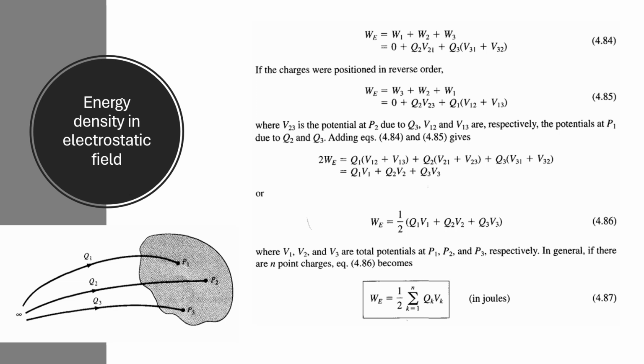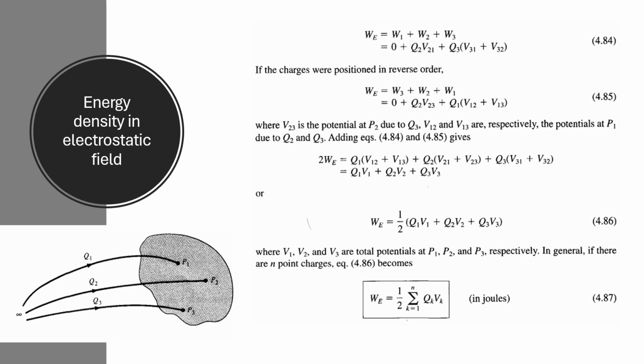Now, if we bring the charges in the reverse order, we can find the energy again. That will be 0 plus Q2 V23 plus Q1 V12 and V13. Now, if we add both the equations, that is, bringing in the charges in order and then in the reverse order, we can find the total energy: W is equal to half of Q1 V1 plus Q2 V2 and Q3 V3.